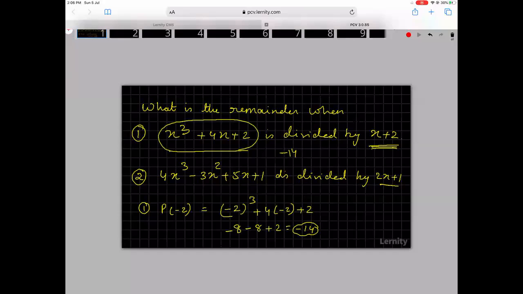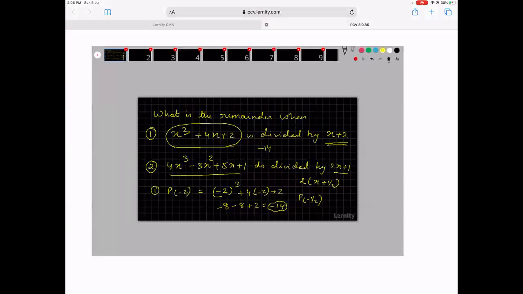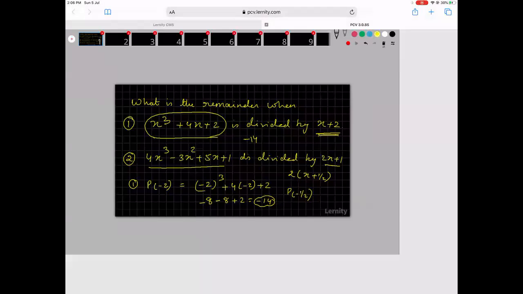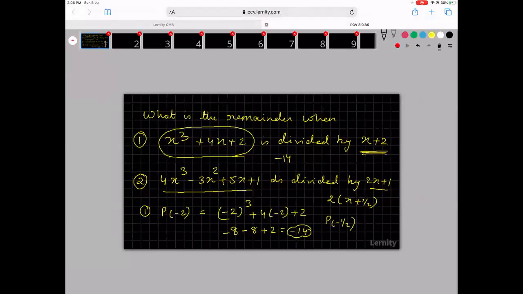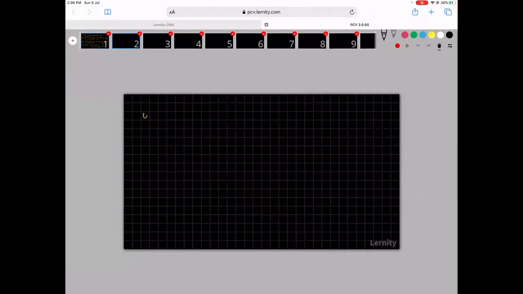Similarly, next the question is what is the remainder when this is divided by 2x plus 1? So this 2x plus 1, I can take 2 common and write it as x plus half. Because I can write it as x plus half, I will find out p of minus half. So the remainder will be the same as the value of the polynomial at minus half. So I'll just rewrite the polynomial so that I can do it better.